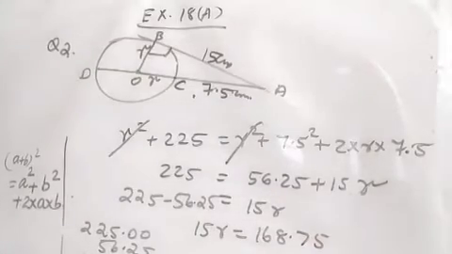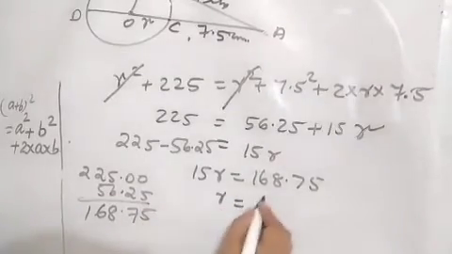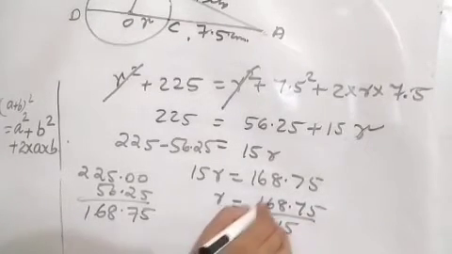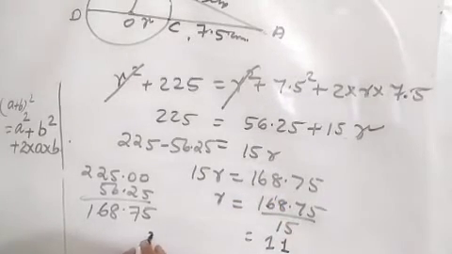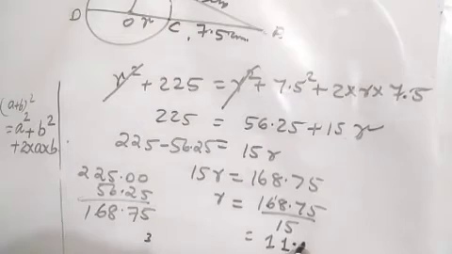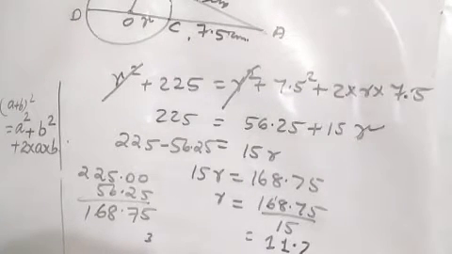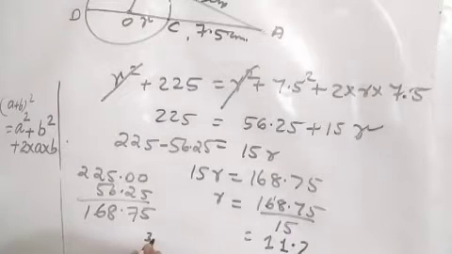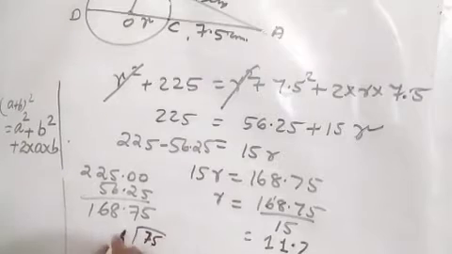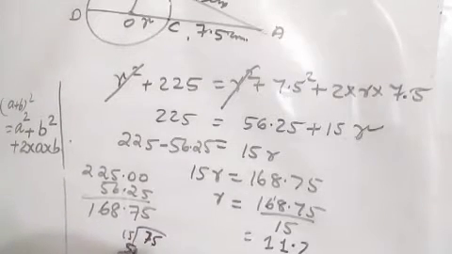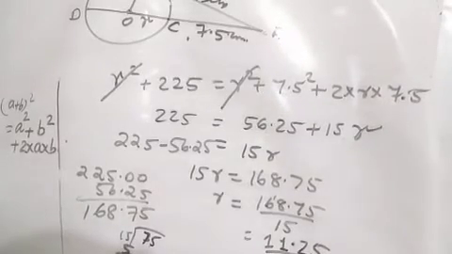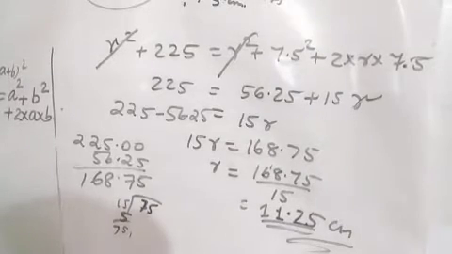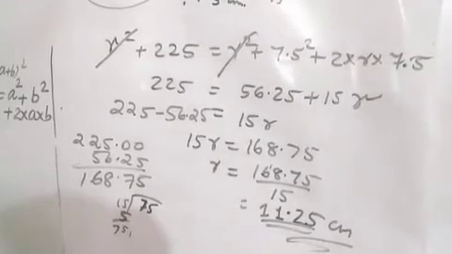168.75 gives 15r. So how can we find the radius? 168.75 divided by 15. 16 is 15, remainder 1, 18. 33 is 30, remainder 3, 37. 30, 75, 5. So 11.25 is the radius of the circle. Okay, understood?